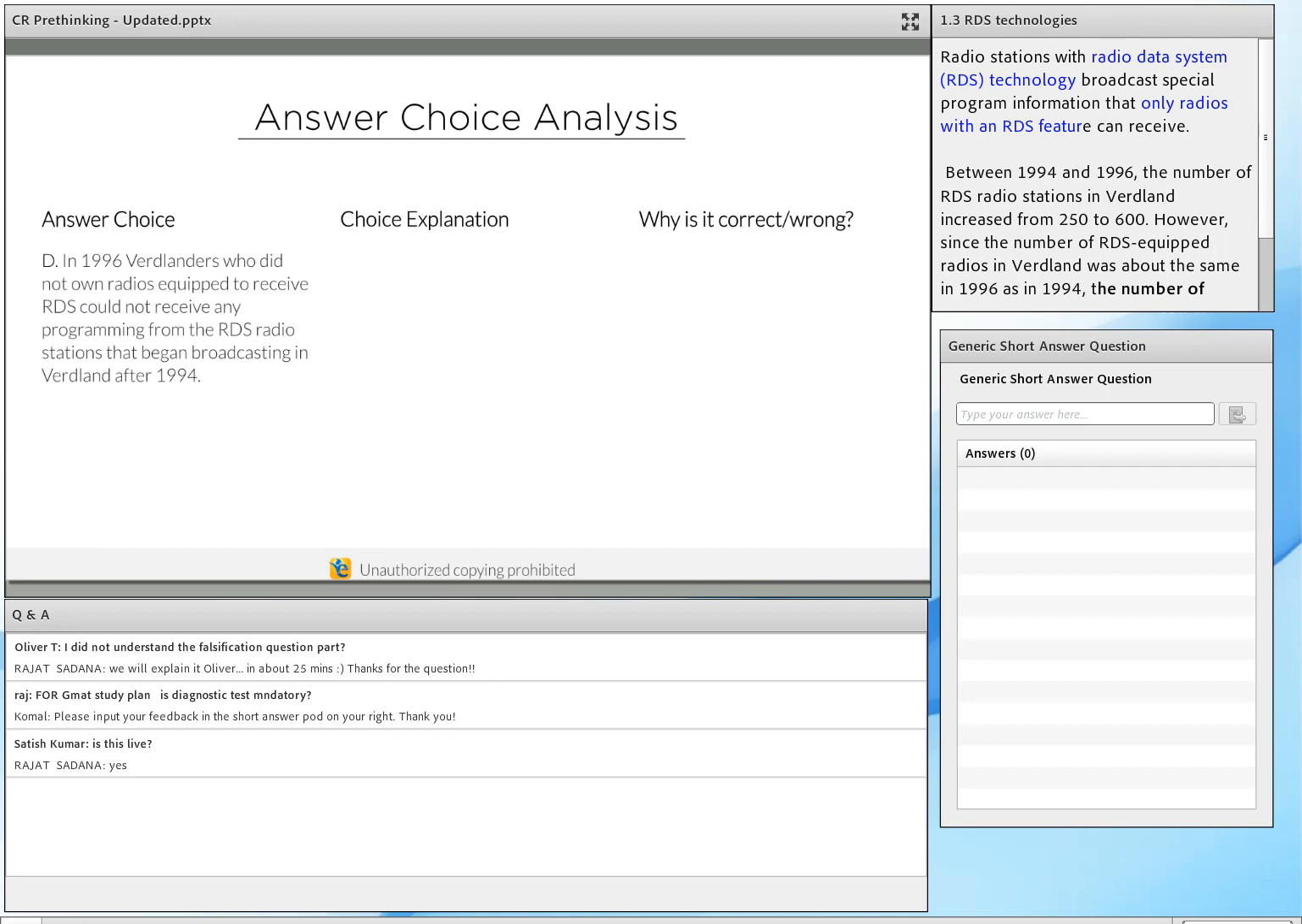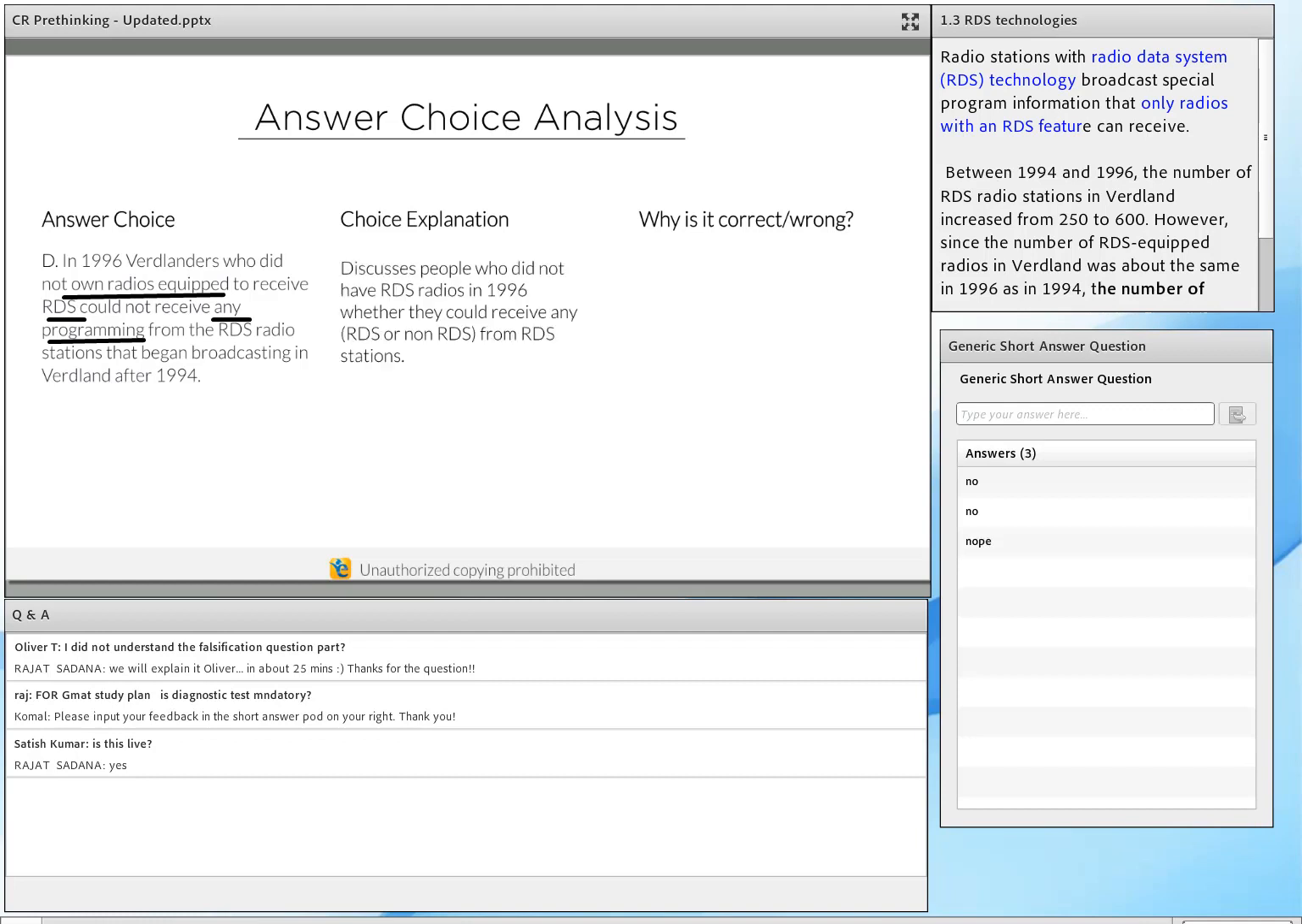Okay, choice D says, in 1996, Worldlanders who did not own radios to receive RDS. Do I care about those radios? Do I care about people who don't have the right radios? Do I care about them at all? In my conclusion, could not receive any programming. Do I care about any programming, or do I only care about RDS programming?